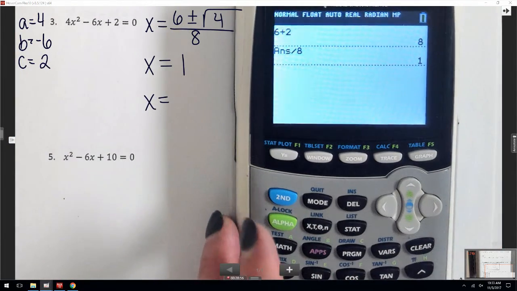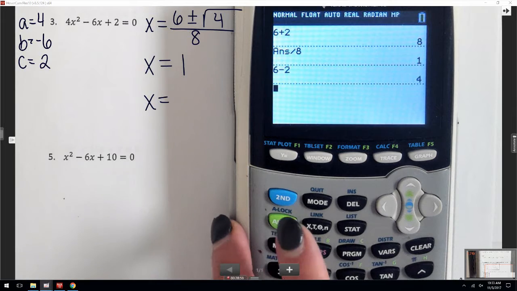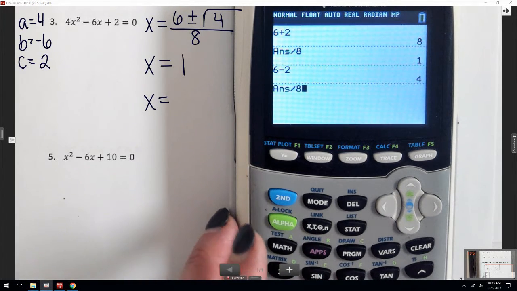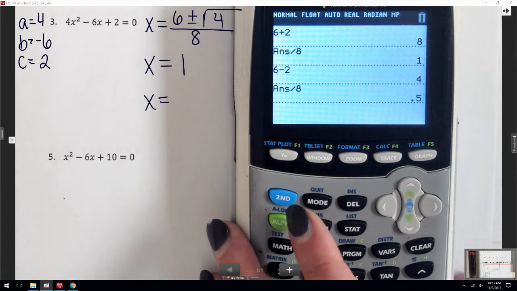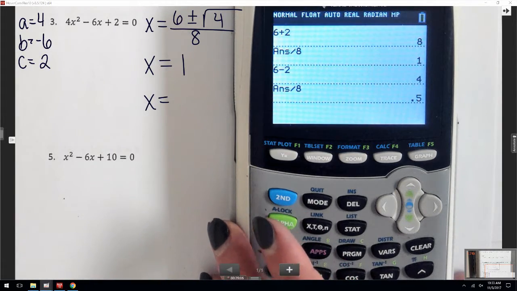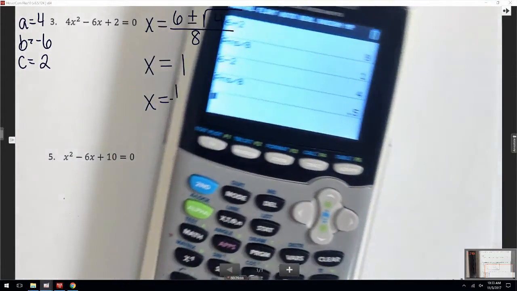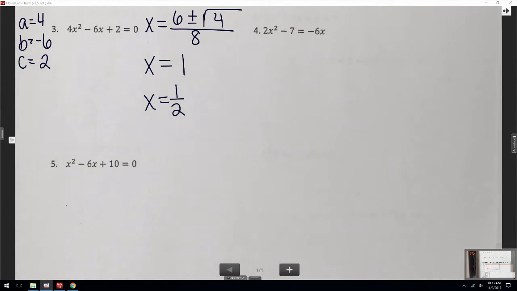Okay, then you've got positive 6 minus 2. Hit enter. And divide by 8. And what would you get? 1/2. There you go. Would I accept 0.5 as an answer on your test? Because it does what? Terminates. It stops, right? If you got like 0.333333333, I would not accept that one, right?